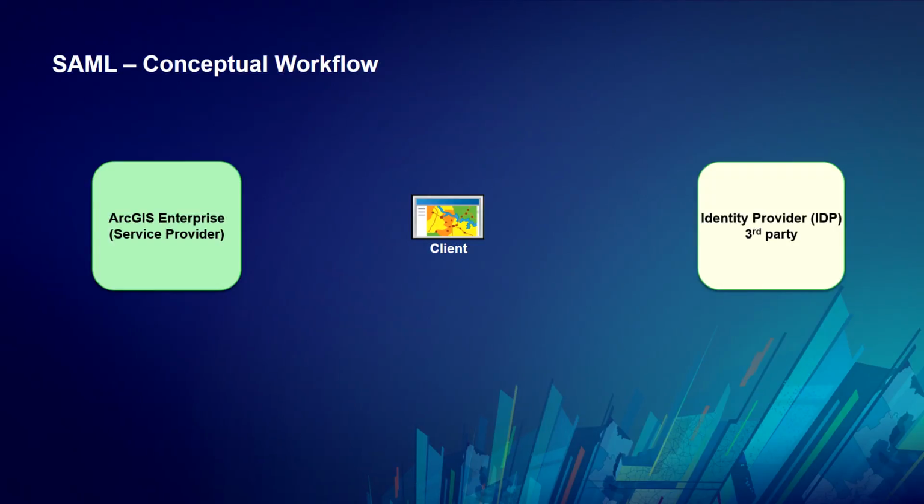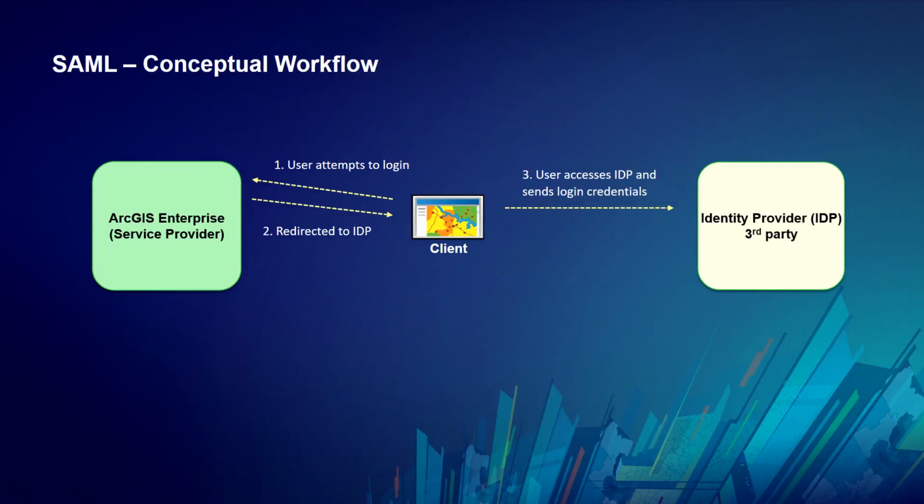So how does SAML work? It's a conceptual workflow. Your client is your browser in the middle, with your ArcGIS Enterprise on one side and your identity provider on the other. When you attempt to log into your ArcGIS Enterprise, you access that URL, and Enterprise responds and says, okay, you need to authenticate against another URL, and it redirects you to the identity provider. On the identity provider, this is where you would log in. Like I said before, it could be a web tier authentication on the identity provider. It could be multi-factor authentication, CAC card, different things are supported there.